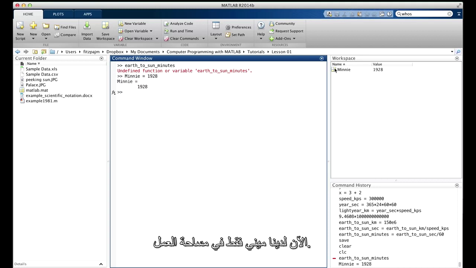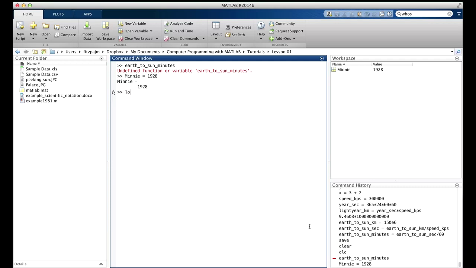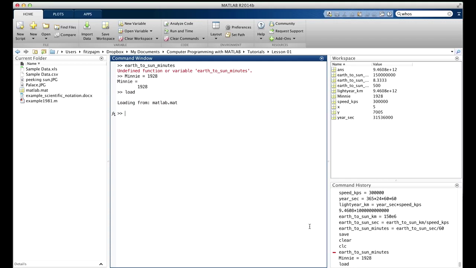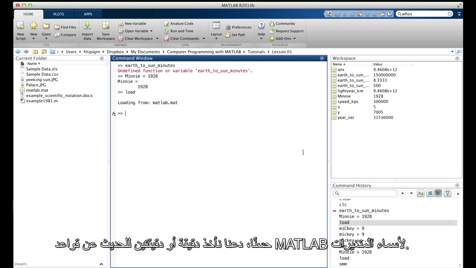Now we have just many in the workspace. But we can get our other variables back with the load command. And there they all are. And note that many is still there. Okay, let's take a minute or two to talk about MATLAB's rules for variable names.